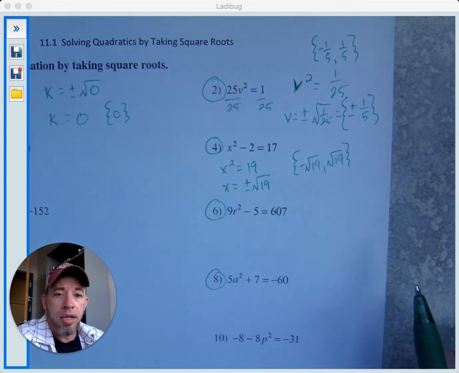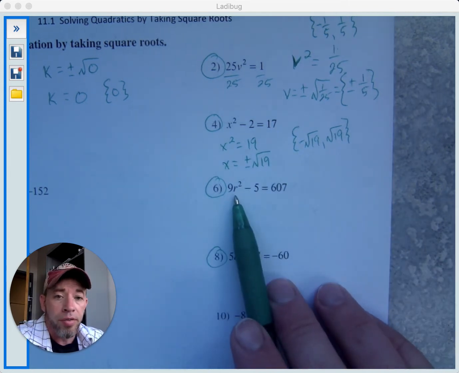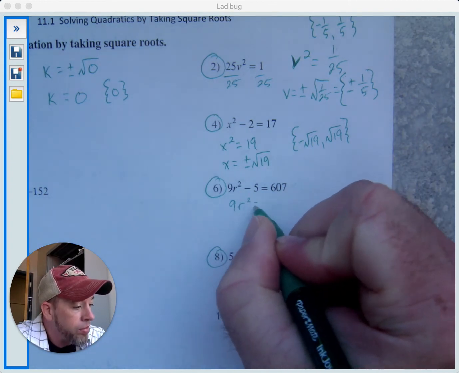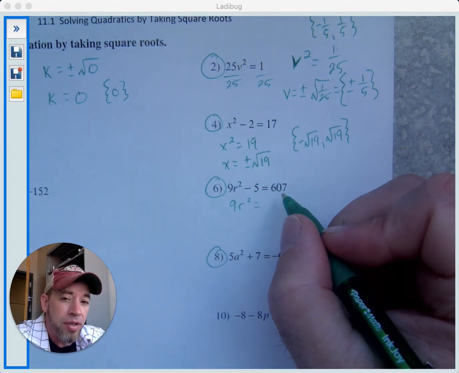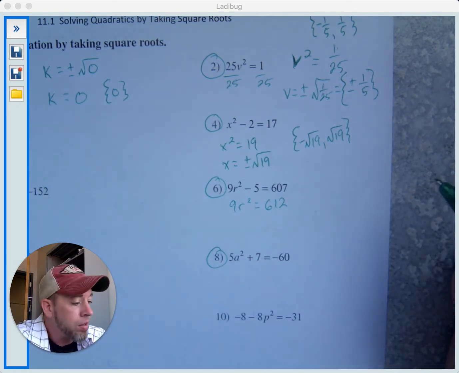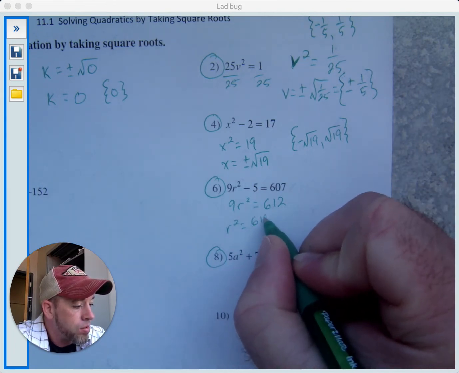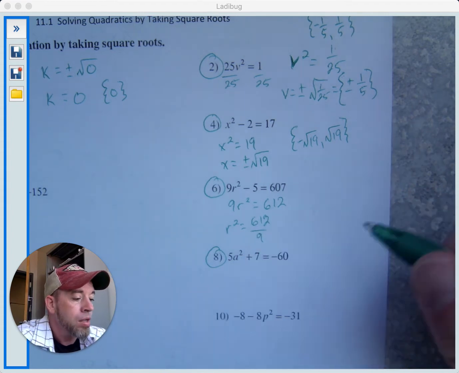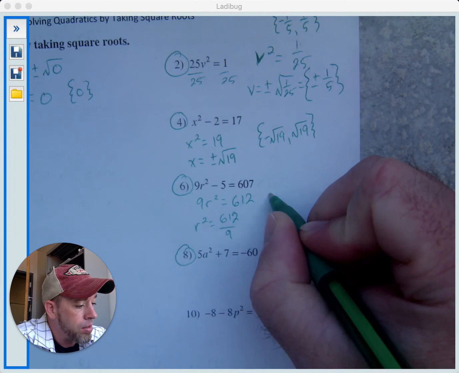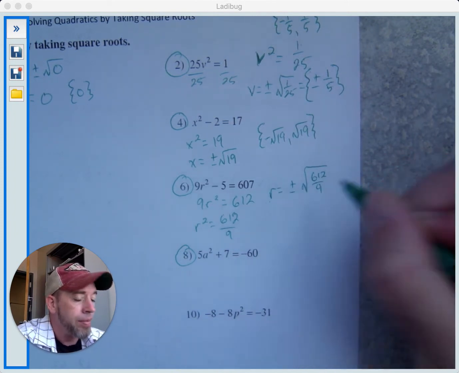Alright, so number 6 is the next one. That one was easy, wasn't it? We have an r squared but no r, so we can use the square root method. We're going to add 5 first, so 9r squared equals 607 plus 5 is 612, right? And so then we get r squared is equal to, we divide by 9, 612 over 9. So we're going to take the square root, and don't forget to do the plus or minus, which means r is equal to plus or minus the square root of 612 over 9, right?